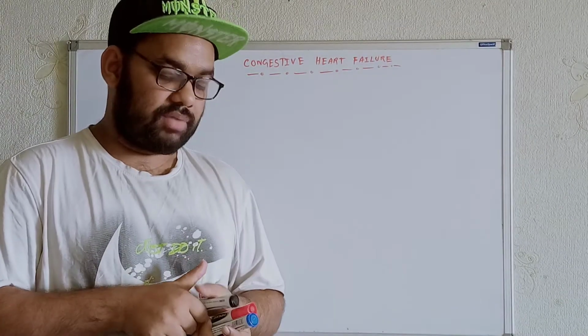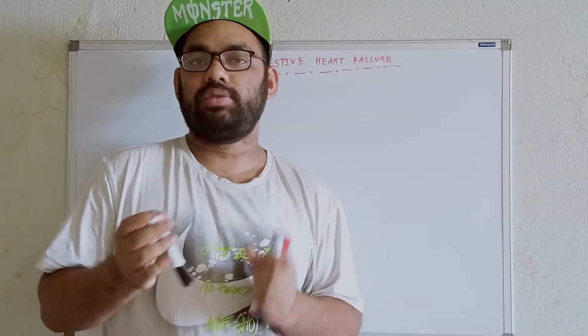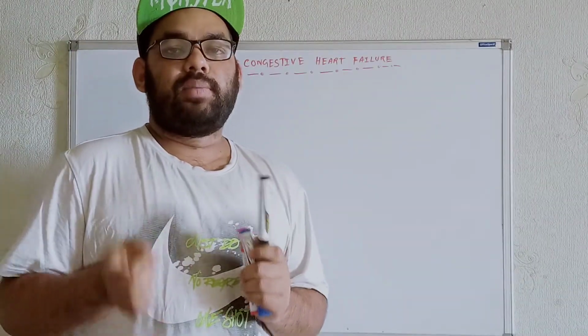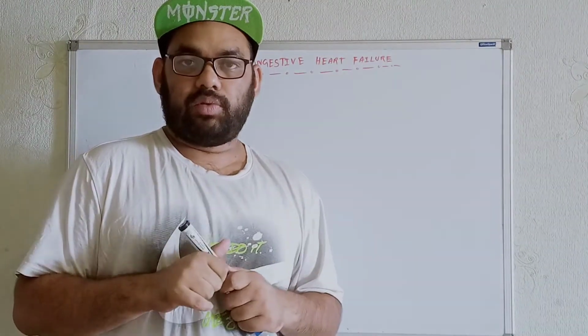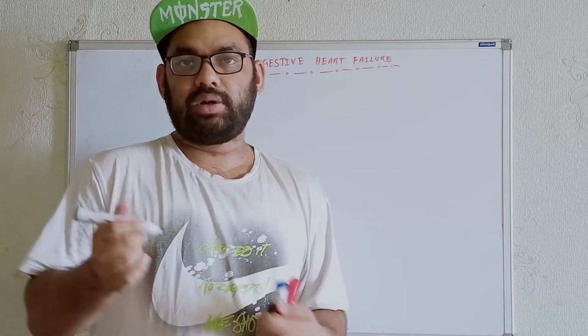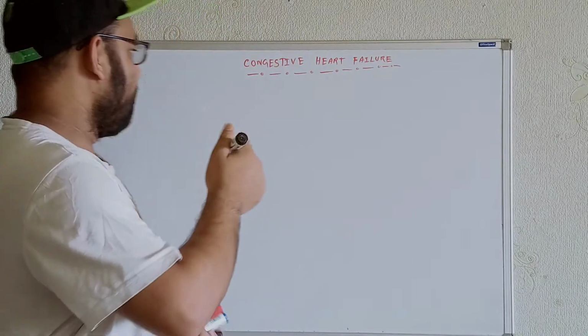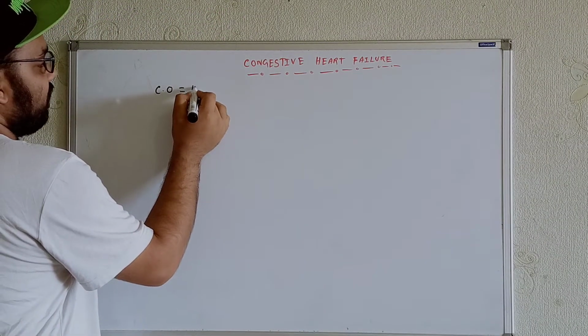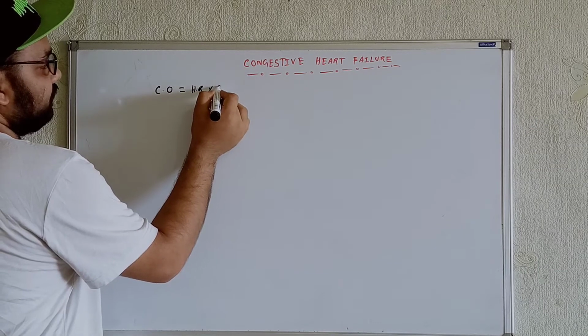Now I'll start with the very basic physiology, then I'll go step by step. Whenever the heart is pumping the blood in 1 minute, that is known as cardiac output. So let's write it over here. Basically we know that cardiac output equals heart rate multiplied by the stroke volume.